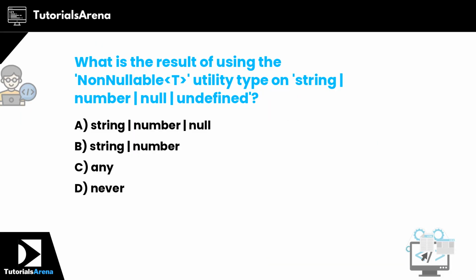What is the result of using the NonNullable<T> utility type on string | number | null | undefined? The correct answer is option B, string | number.